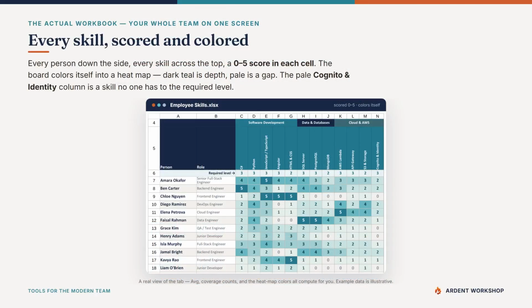It starts on the Employee Skills tab. Every person runs down the side, every skill runs across the top, and you give each one a score from 0 to 5, from no skill up to expert. The board colors itself into a heat map. Dark cells are real depth. Pale cells are thin spots. It is your whole team, honestly, on one screen.